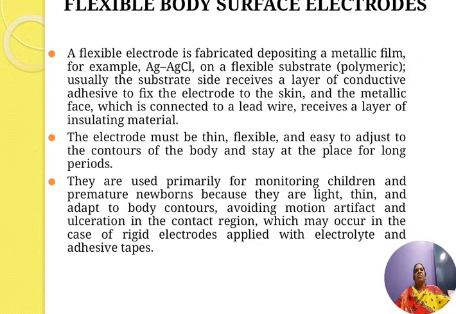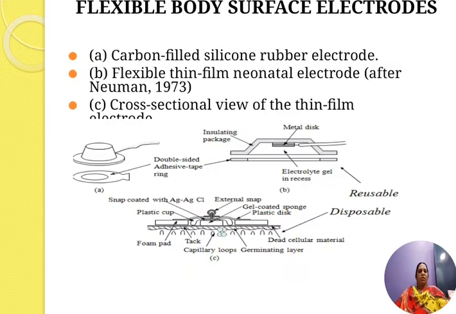So that is the advantage of flexible body surface electrodes. This is the figure of flexible body surface electrodes. Figure A represents the carbon filled silicon rubber electrode, the top view. Figure B is the flexible thin film neonatal electrode, and C is the cross sectional view of the thin film electrode.